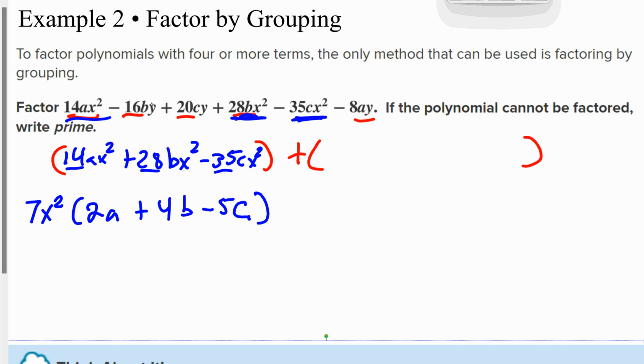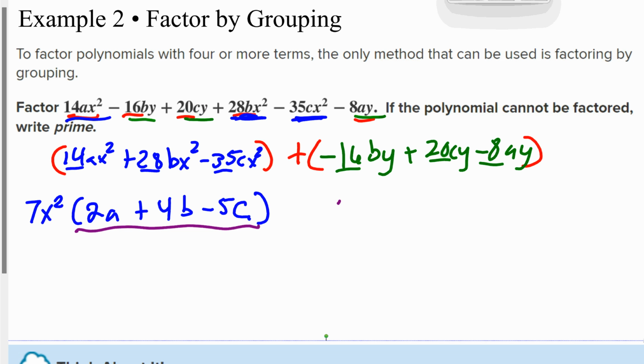All right, now let's go ahead and take care of my last 3. Put those together, and as you can see, there is something common in there: negative 16by, plus 20cy, and negative 8ay. So they all have a y in it, right? I can also factor out 4 out of all 3 of these. So I can factor out, and then maybe a negative, because what I want is this parenthesis and this next parenthesis to be the exact same, right?